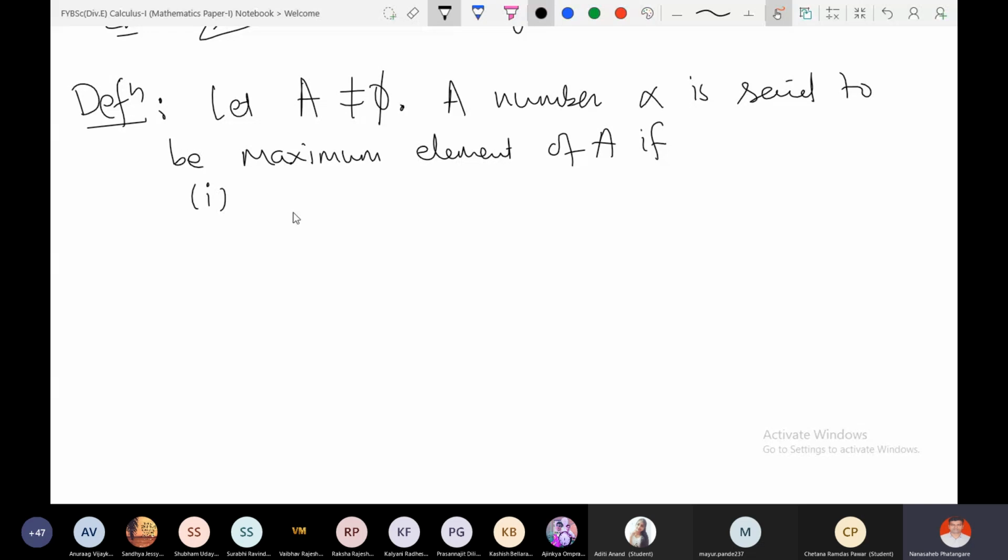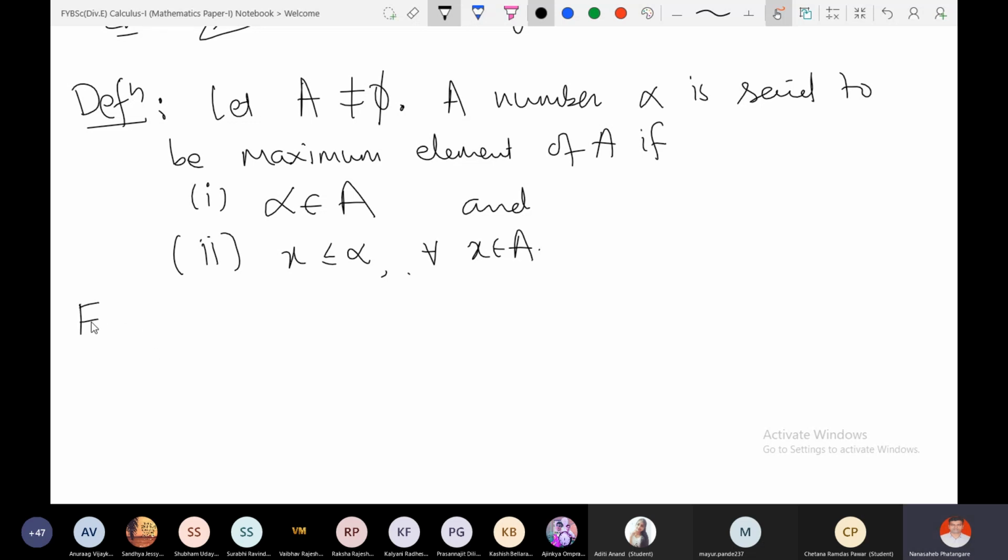So number alpha is a maximum element if alpha is a member of the set, and second condition, it is maximum. Maximum means all other members are less than or equal to alpha, for every member of A. Right, so that is the definition of maximum element. So basically it should be a member of the set. That's why we are saying the set is non-empty. If the set is empty, then there is no question about maximum element because there is no element at all. So we should have at least one element, then we can say whether it is a maximum element or not.